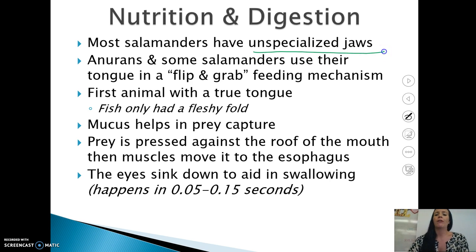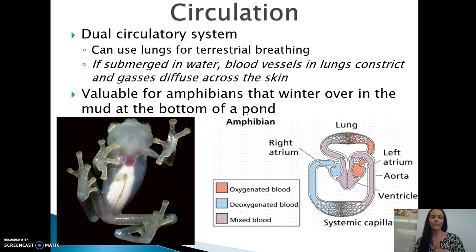Salamanders, it's important to note, have unspecialized jaws, while anurans and some salamanders can use their tongue to kind of flip and grab, so that helps. Amphibians are the first animal with a true tongue. Fish really didn't have a tongue. It's kind of a fold. We call it a tongue. But amphibians have that true tongue. And they also have mucus, which helps capture the prey. It's pressed against the roof of the mouth, and then it's moved down their throat.